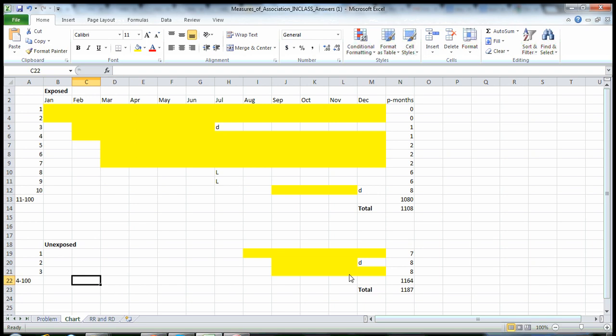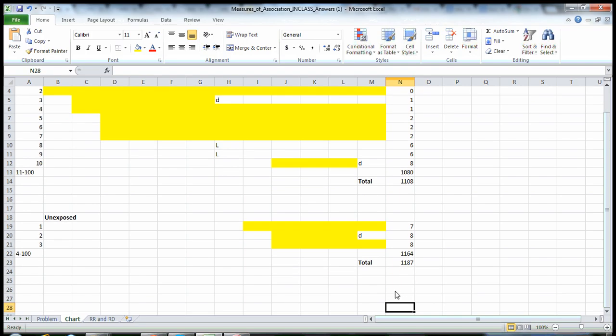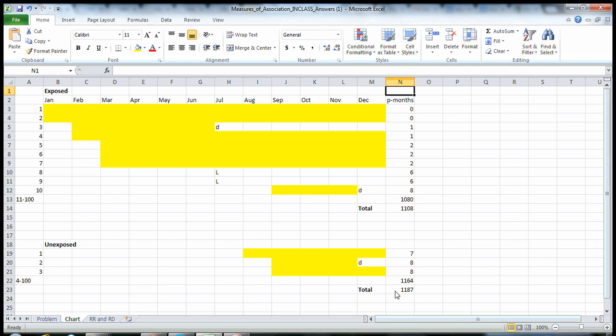And then we've got persons number 4 through 100, which are 97 individuals who each contributed 12 months of follow-up for a total of 1,164 person months of follow-up. When we add that 1,164 up with our other people, we get a total of 1,187 person months of follow-up in our unexposed group. So now we've got all the information that we need.